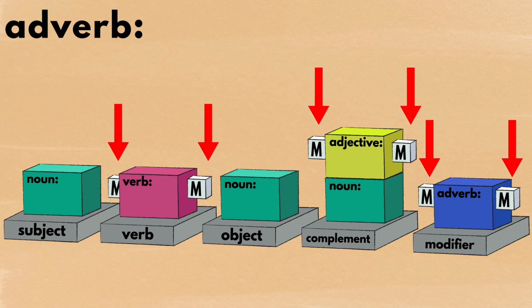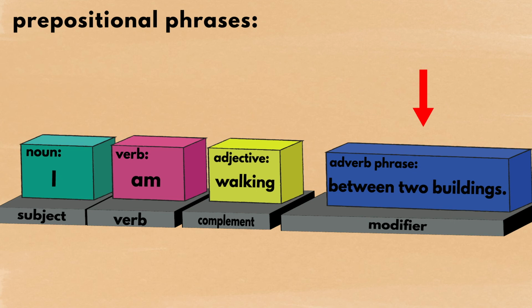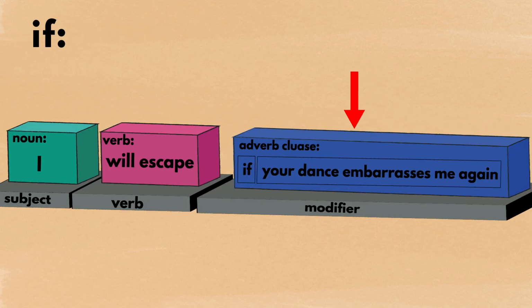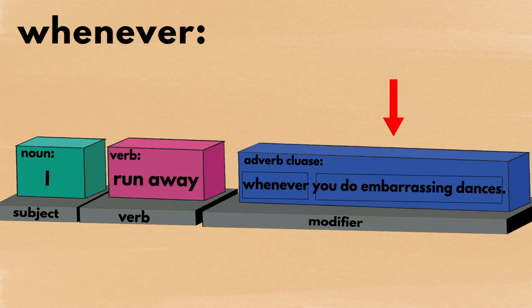There are some types of adverb phrases worthy of attention. One is to infinitive phrases, as in to protect my country. Second is prepositional phrases, as in between 2 buildings. If you put a signal word in front of a clause, the clause is immediately treated as an adverb. There are many signal words. To name a few, there is because, if, although, when, whenever, and so on.